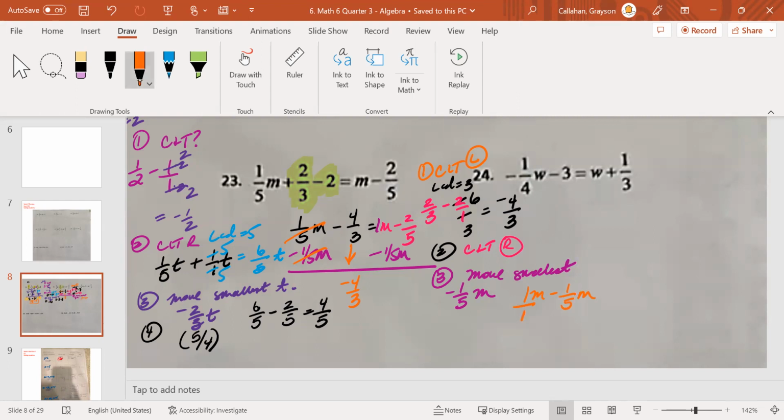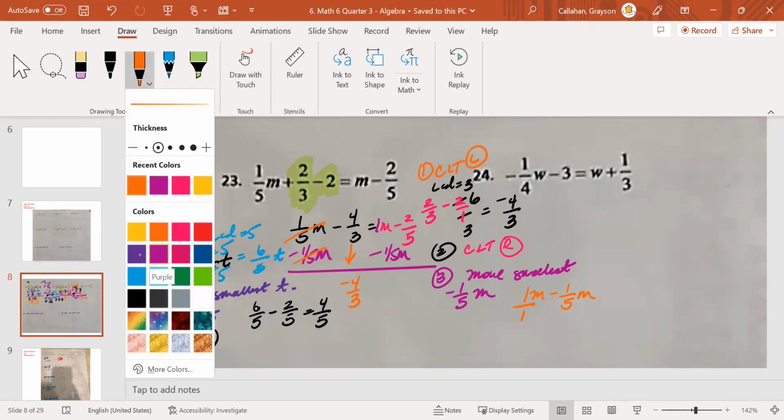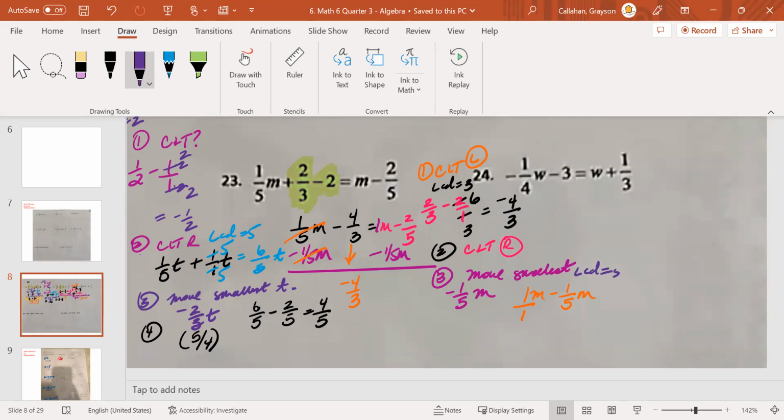This 1 is out of 1. You know your lowest common denominator is going to be 5. So that becomes a 5. Numerator becomes a 5. 5 minus 1 is 4 over 5m. So 4 over 5m minus 2/5. So don't forget that. Bring that 2/5 down. Okay? This is your third step.